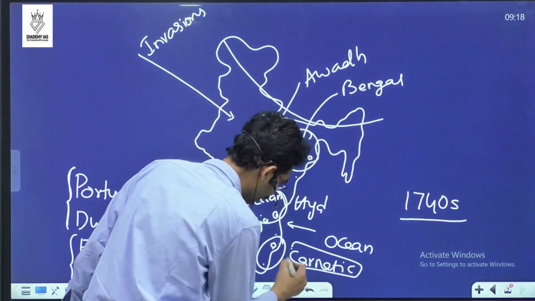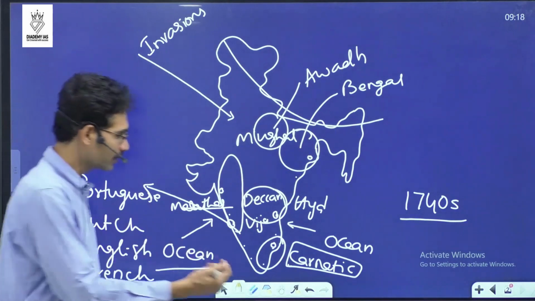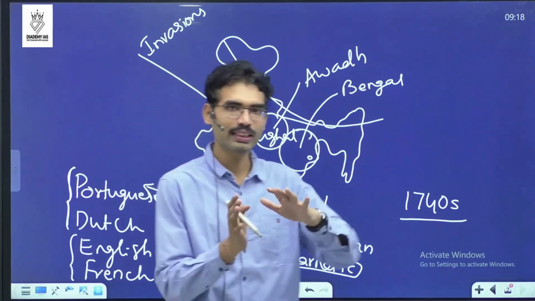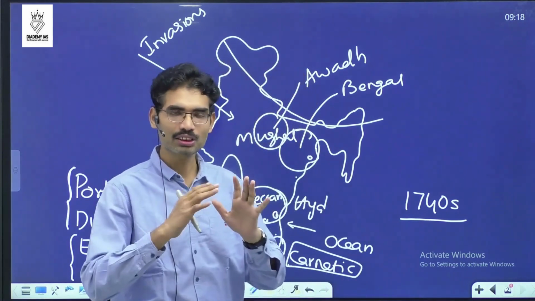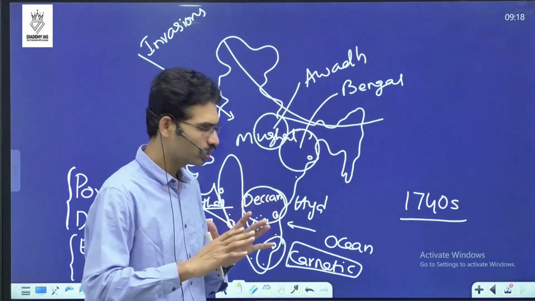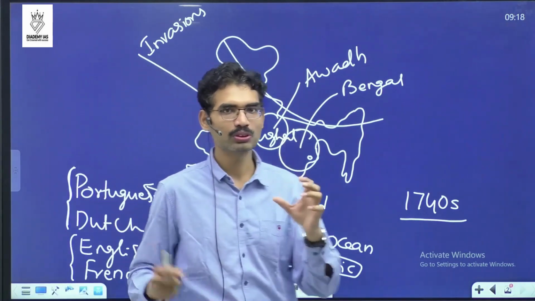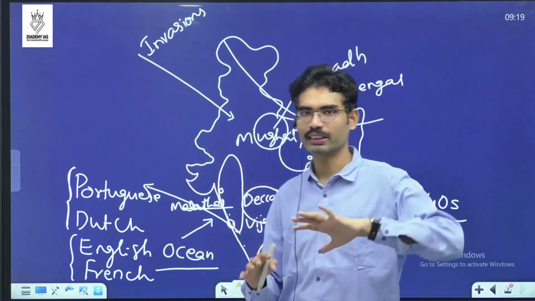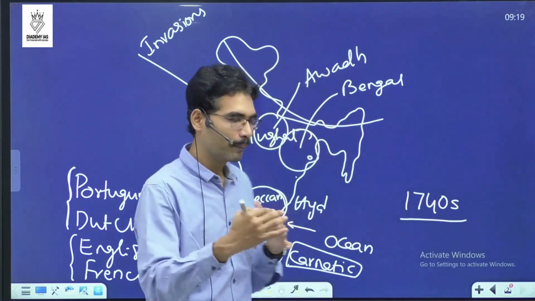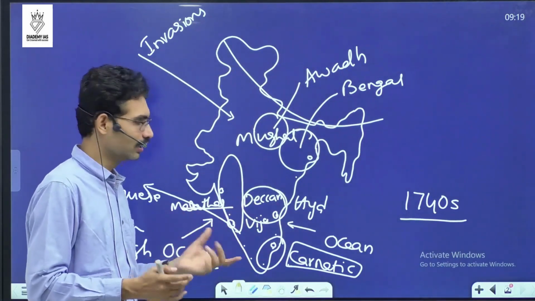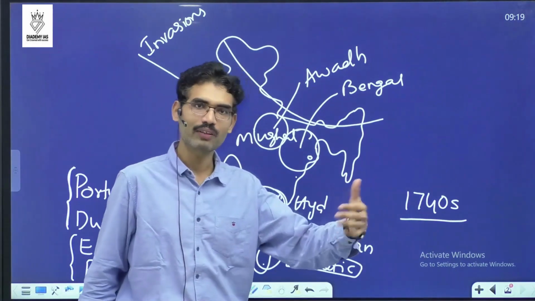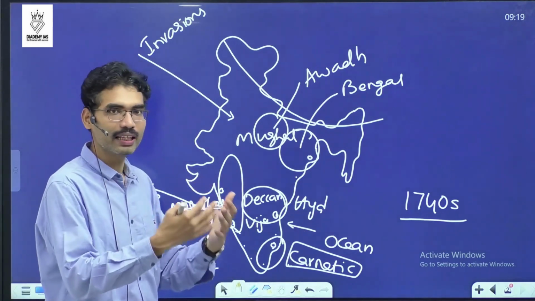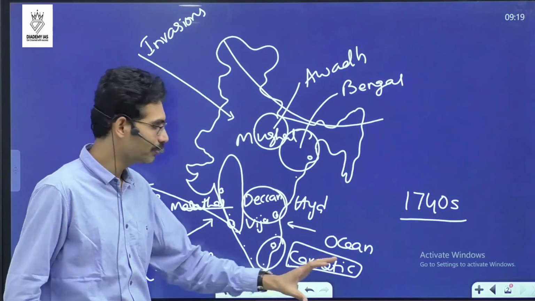For the first time, both English and French got the opportunity to involve in the Carnatic. Whenever a ruler dies, the succession is not going to be smooth. The transition is going to be very violent. The contenders for the post used to fight, and one side took the help of the French, the other side took the help of the English. As a result, English and French, who were always rivals, now got an additional opportunity to show their rivalry. And whoever wins, they started involving and extracting as much income for themselves as possible.